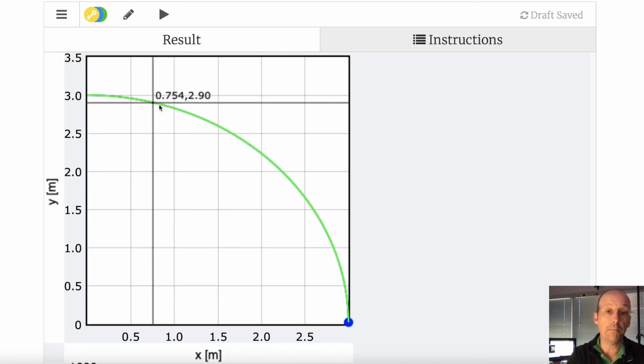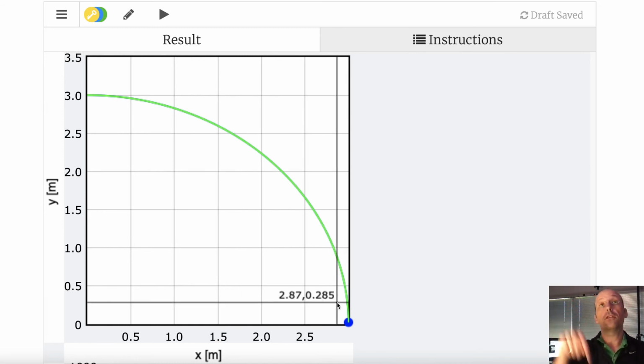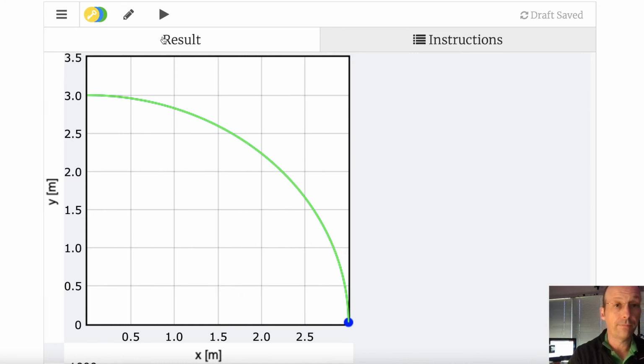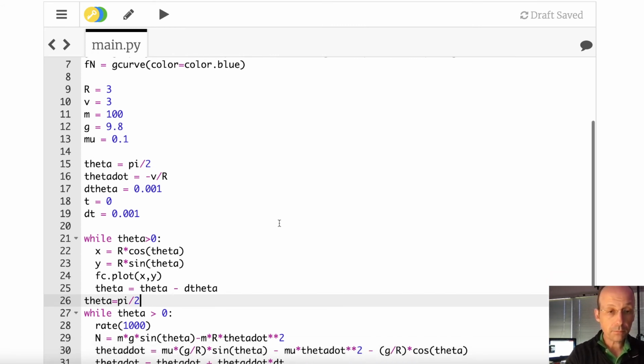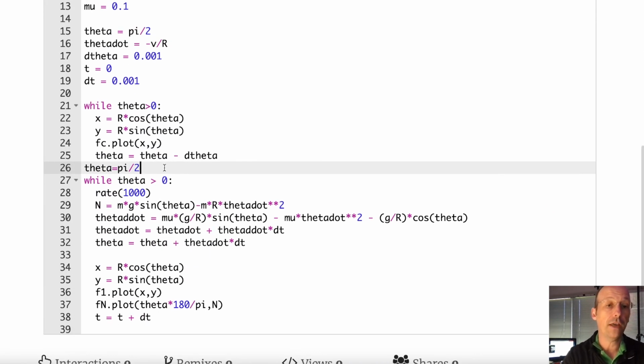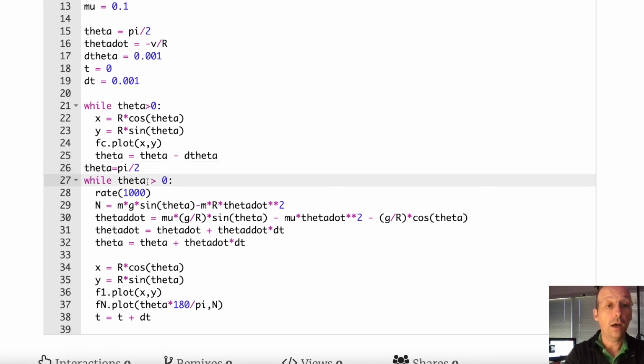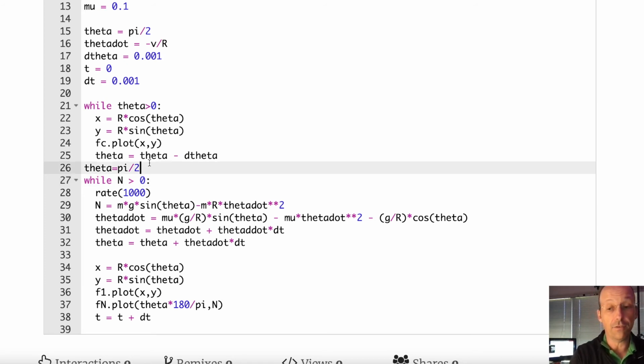Okay, now you see my bead stuck on the track because I told it to. So I'm going to go over here, and I'm going to say, instead of while theta is greater than 0, I'm going to say while n is greater than 0. Now, if I run this, it's going to be an error because I can't get to line 27. I don't know what n is. I never calculated it yet.